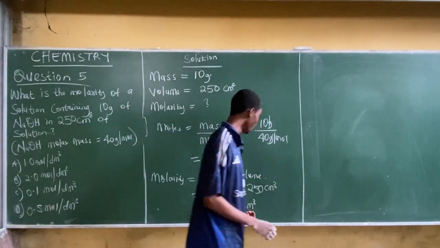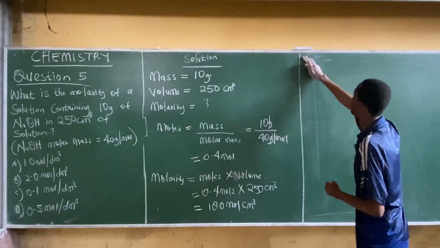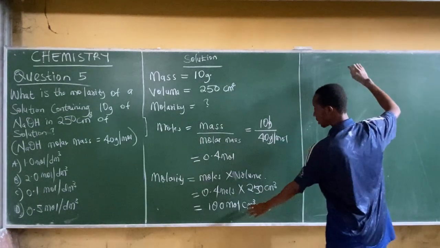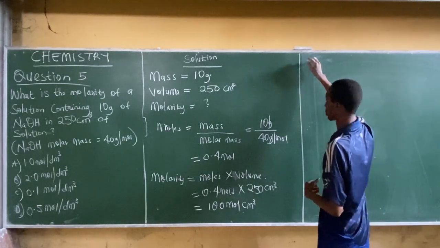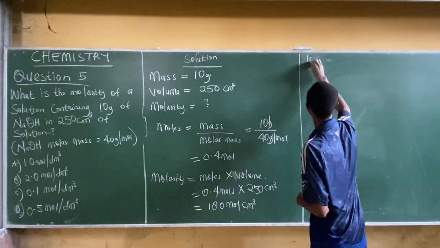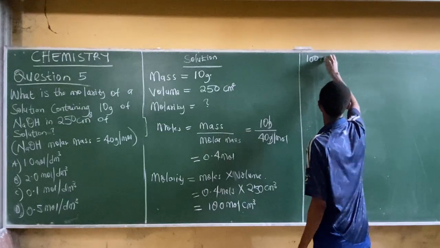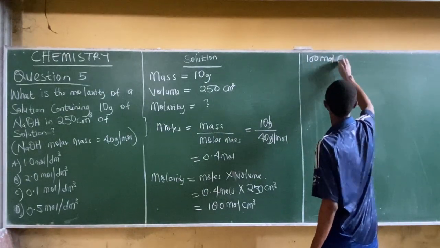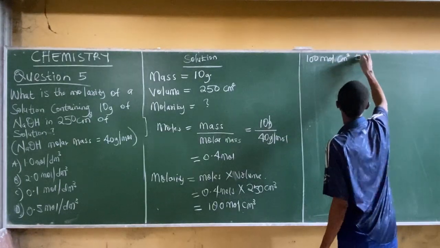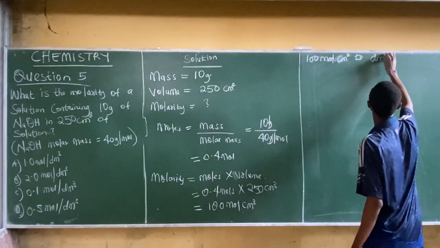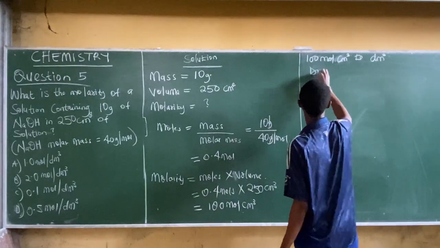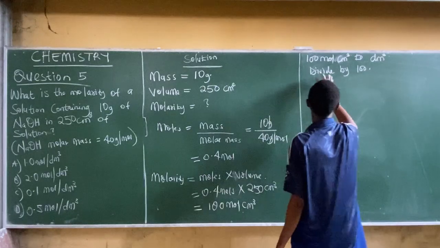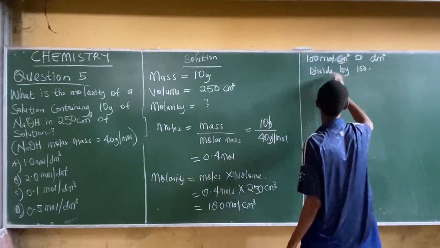To convert from cm cube to dm cube, all you need to do is divide by 100. Converting from cm cube to dm cube, we divide by 100. So we're going to have 100 mole per cm cube to dm cube. You divide by what? By 100 to convert from cm cube to dm cube.